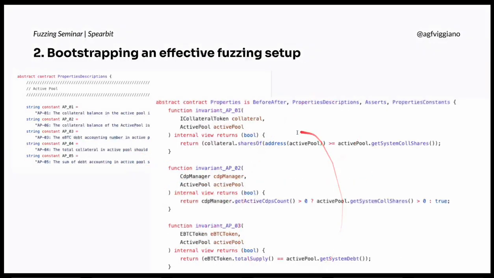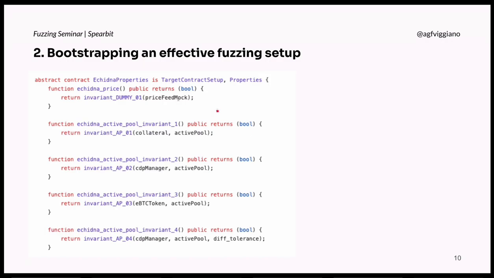And this is the property implementation. So we just create a simple function that will check for something. So for example, here, the collateral balance on the active pool should be greater than or equal to what this function returns, which is just an internal counting variable inside the system. So this should always be true, no matter what happens in the system. And there are some other invariants coded here.